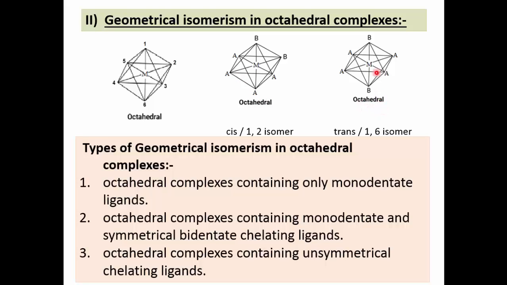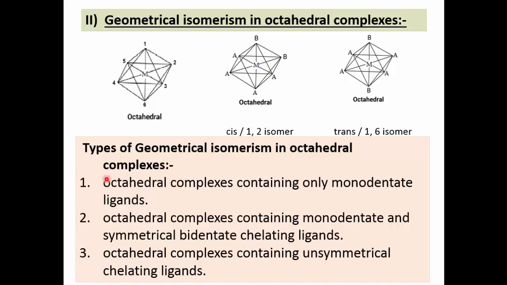The same 2 ligands are present at first and sixth position, and therefore this is called a trans isomer, or this is also called a 1,6 isomer, and another ligand is situated at second, third, fourth and fifth position. Now see types of geometrical isomerism in octahedral complexes.